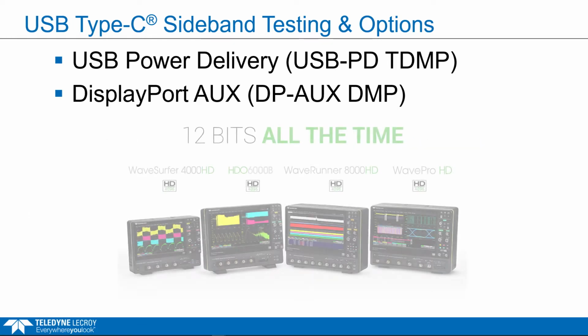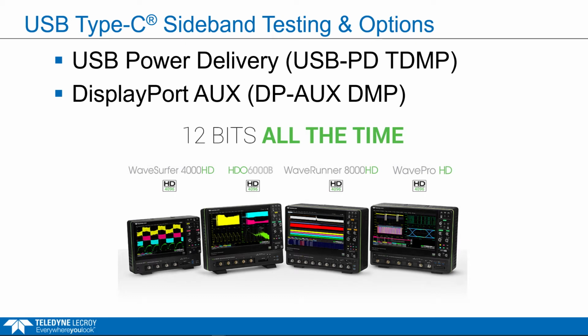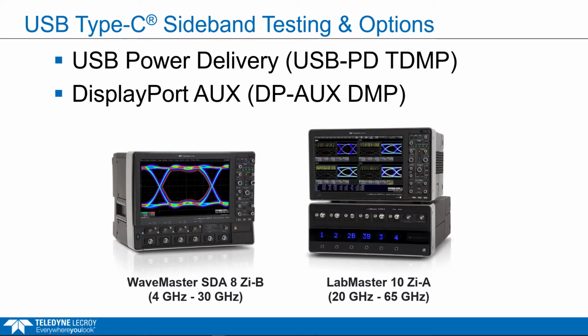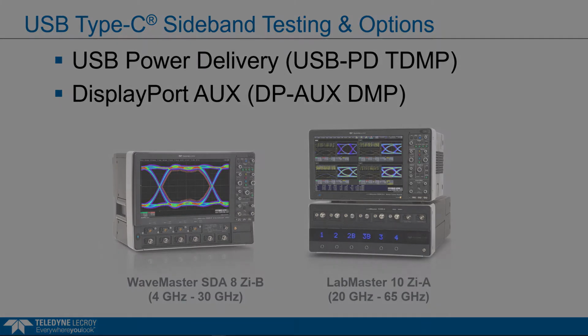Sideband TDMP options are available on 12-bit WavePro HD Series oscilloscopes featuring industry-leading resolution and record length, as well as high-performance oscilloscopes up to 65 GHz. Sideband and USB data signals up to 20 gigabits per second can be captured simultaneously.